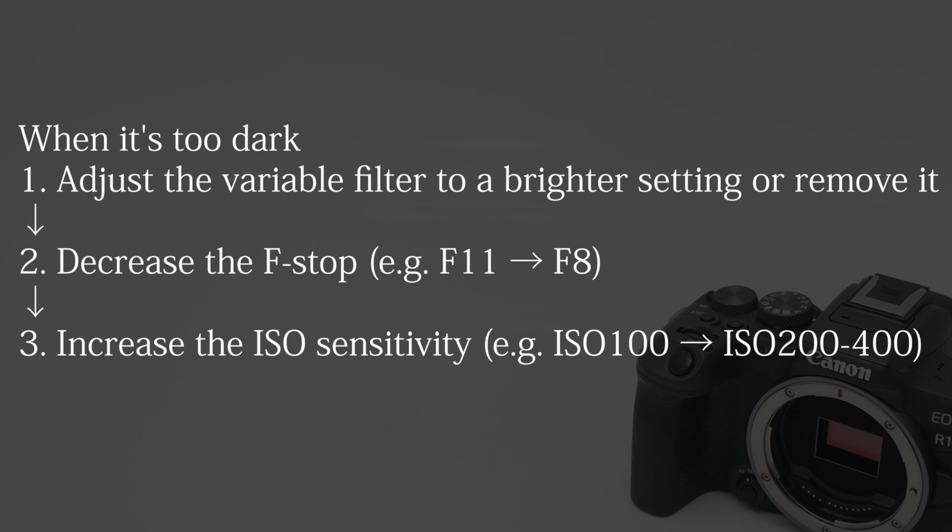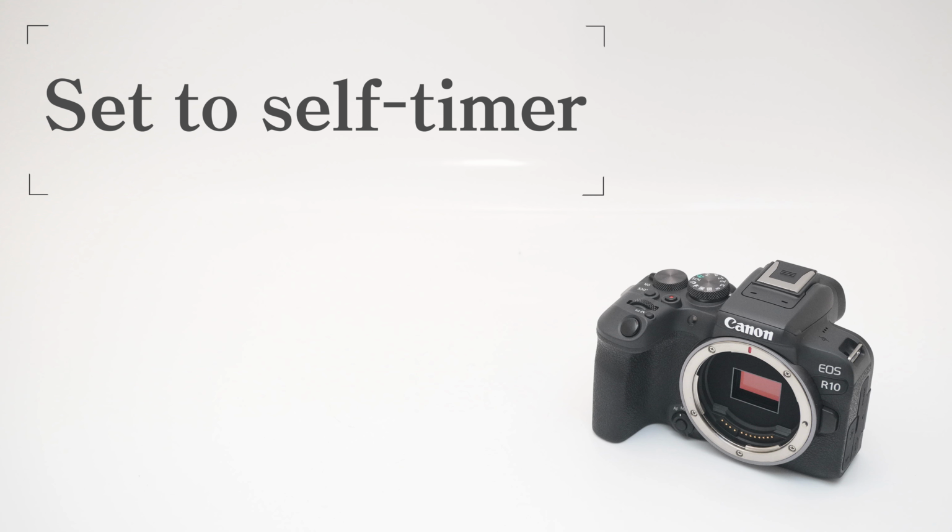If it's too dark: 1. Adjust the variable filter to be brighter or remove it. 2. Lower the f-stop. 3. Increase the ISO speed.